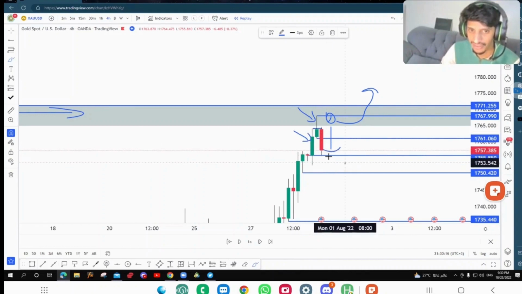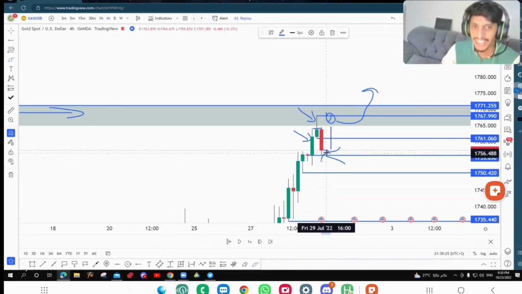It bounces now. This is a support also created. It means they need to create the lower high and lower low, right? To take over the market now. Two things can be done here.